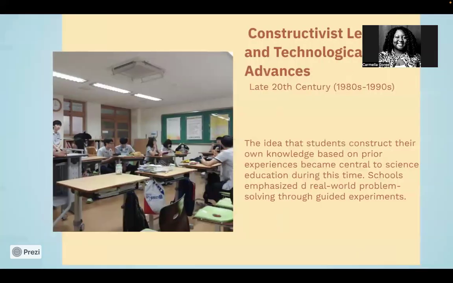And this was also the time of the constructivist learning and technological advances, so the 1980s to the 1990s. So this was the idea that students were able to construct their own knowledge based on prior experiences, and it became central to science education. There was an increase in laboratory-based learnings. Schools emphasized real world problem solving through guided experiments.